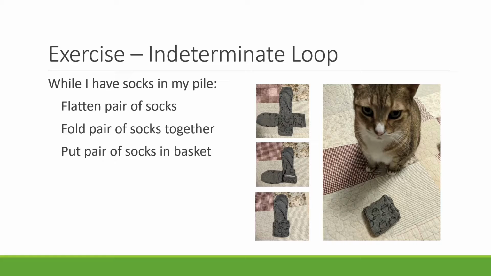So when I do laundry, I have some unknown or variable number of pairs of socks. So while I have unfolded socks in my pile, I flatten a pair of socks on my working surface. I then fold the pair of socks together, and then I put that pair of folded socks back in the laundry basket. I repeat those tasks until I have no more socks to fold.